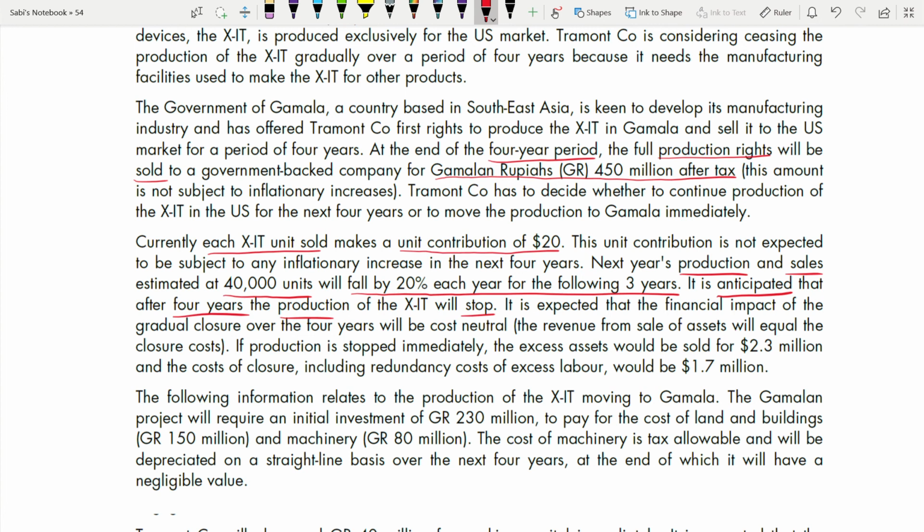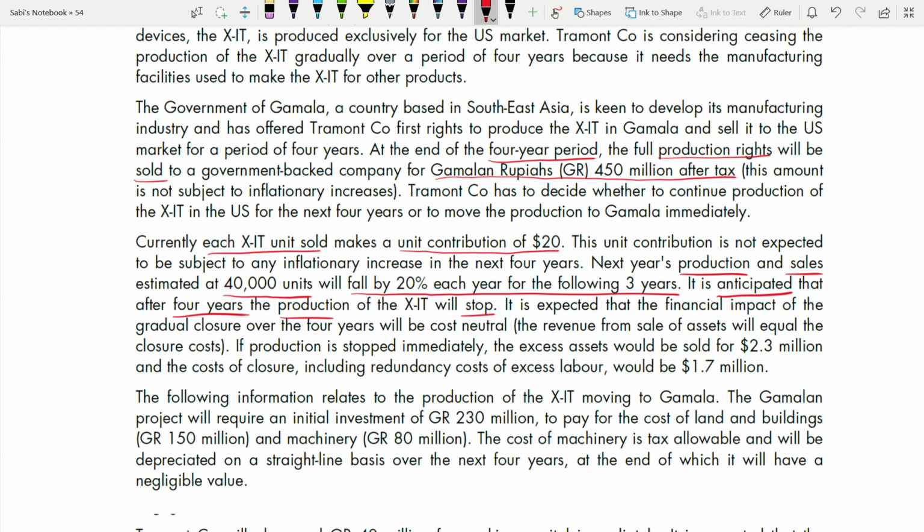The requirement asked also. It is expected that the financial impact of the gradual closure over the 4 years will be cost neutral. What does cost neutral mean? The revenue from sale of assets will equal the closure cost. Okay, if production is stopped immediately, the excess assets would be sold for 2.3 million and the cost of closure including redundancy cost of excess labor would be 1.7 million.